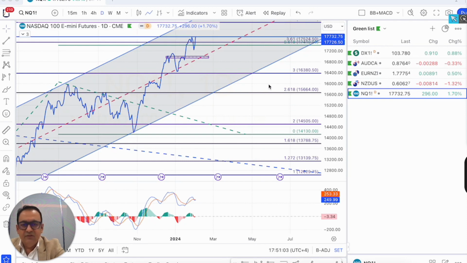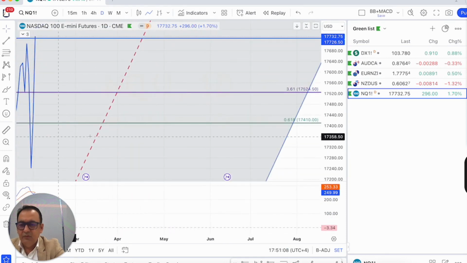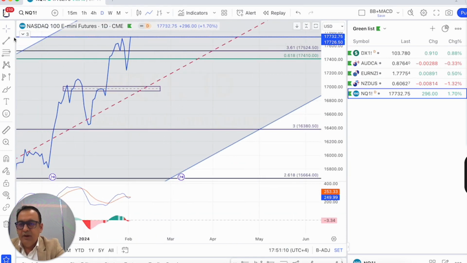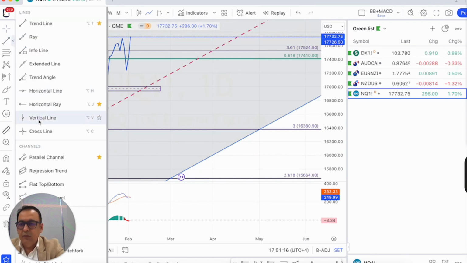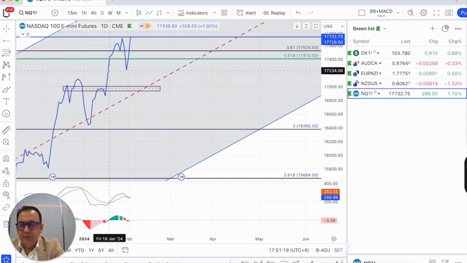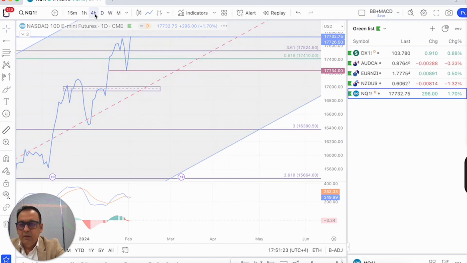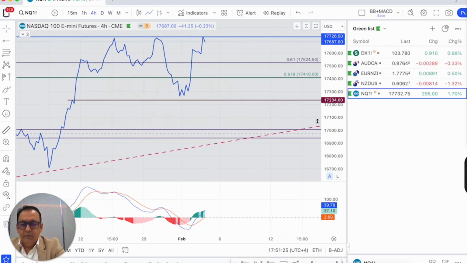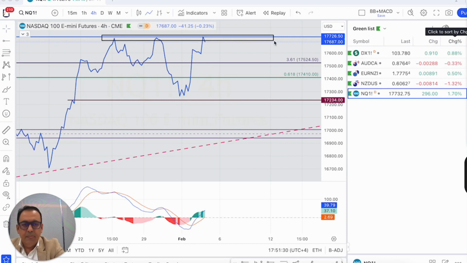Now, it is just a divergence, so we cannot rely only on the basis of divergence for going short. It has to break the previous low. So the previous low is here. So that's around 17,234. So let's mark a line here. So this will be our daily bearish BOS. All right, so currently facing resistance around 17,750.